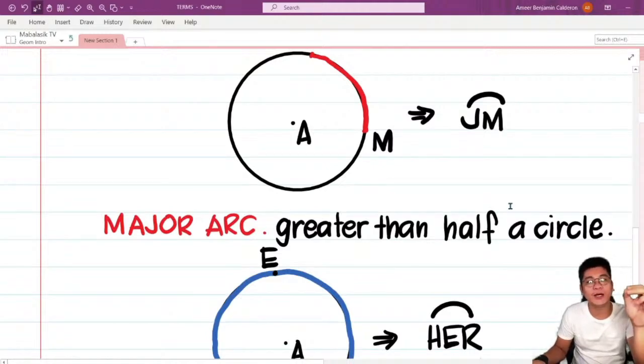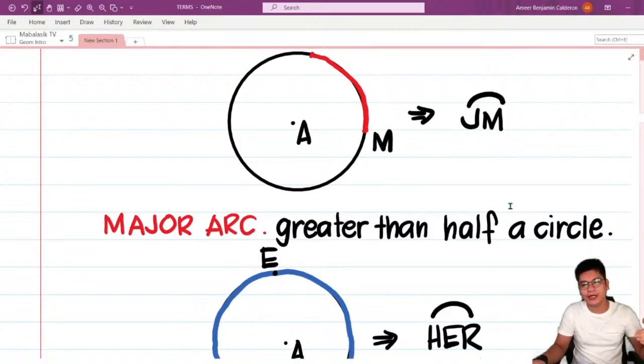if it is minor. Otherwise, use 3 letters. Kapag semicircle na, tsaka major arc na, ang gagamitin natin, 3 letters na. 2 letters lang kapag minor arc.